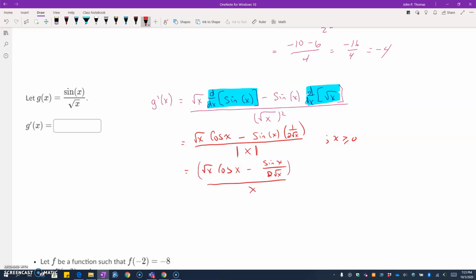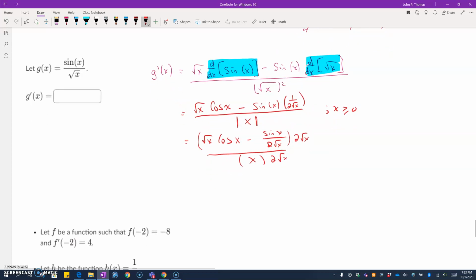Alright, so I'm going to clear the complex fraction by multiplying by 2 root x, top and bottom. Alright, and when I do that, up here on top, I get 2x cosine x. And again, we don't have to worry about the absolute value there because of the fact that our domain is restricted to x greater than 0. Alright, minus the 2 root x is going to cancel here, so we have sine x. And that's all over 2x root x. Alright, would be one way we could write it. We could also push it together into one piece. I looked to see if anything simplifies. It really doesn't. So I would probably go here as my final answer.